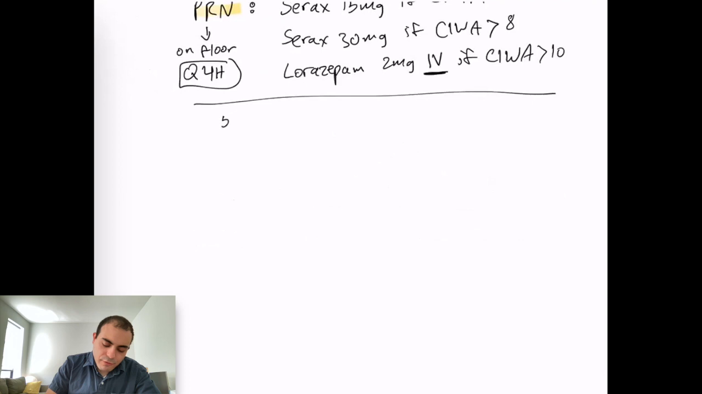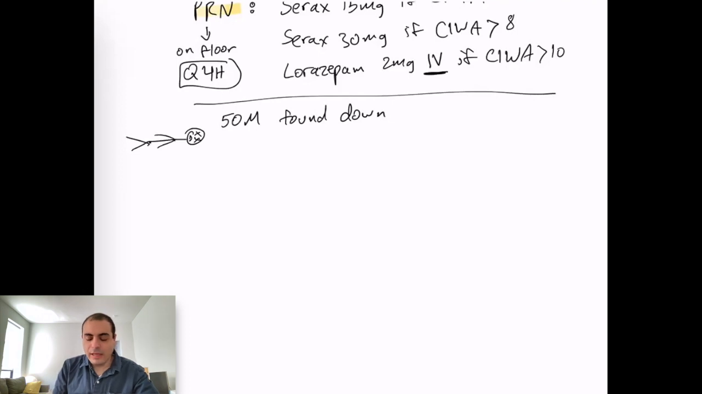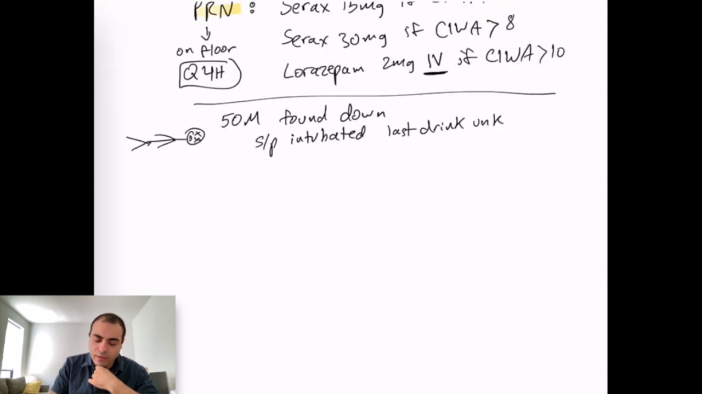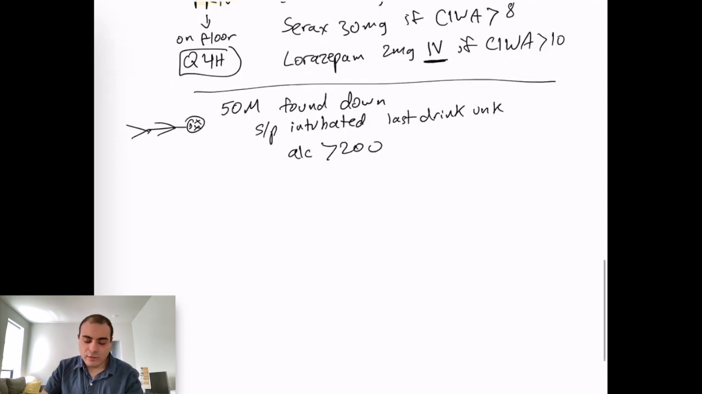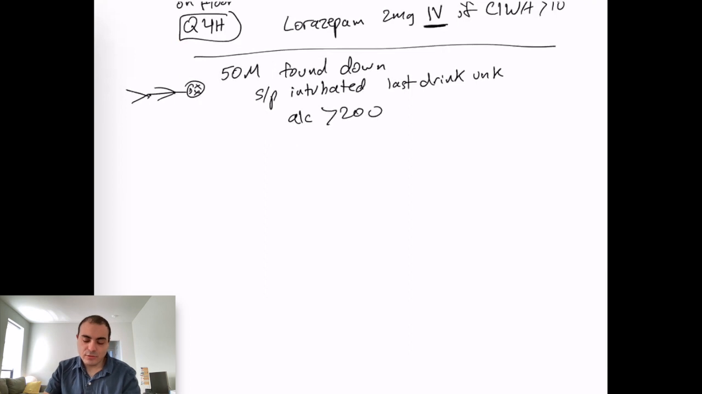Another case. A 50-year-old male was found down. So this patient, he's down, and he is intubated because of airway protection. Last drink unknown. And then the alcohol in the blood is above 200 or something. Awesome. How are you going to manage this person?